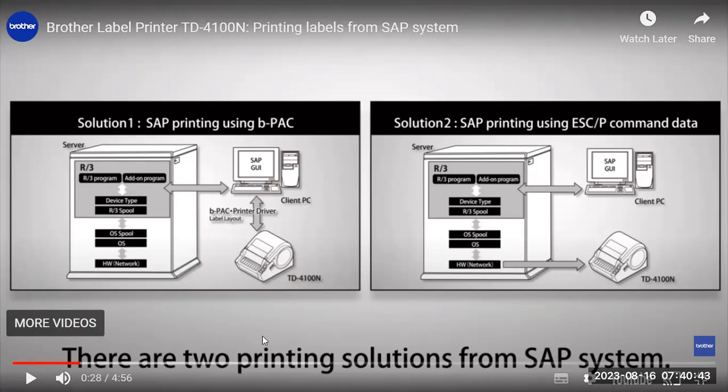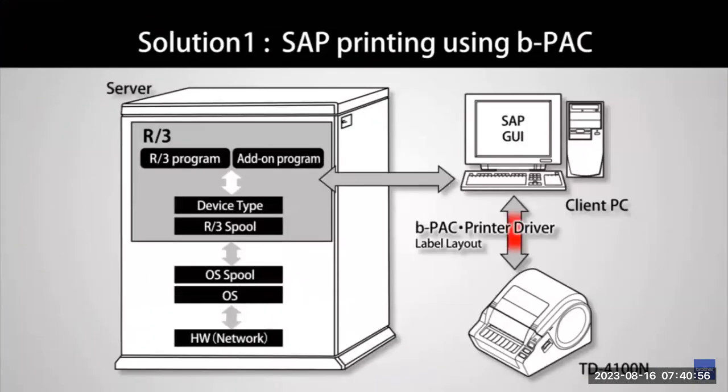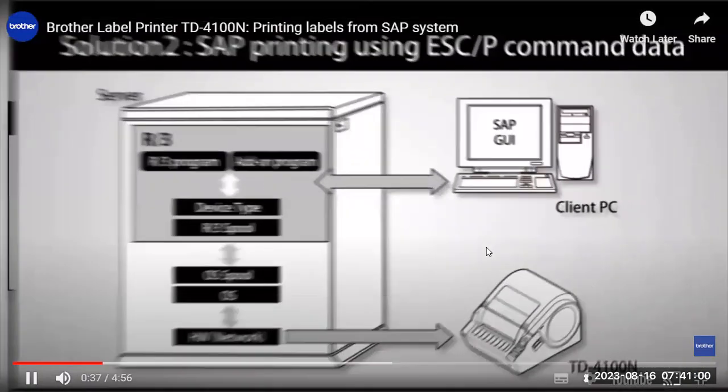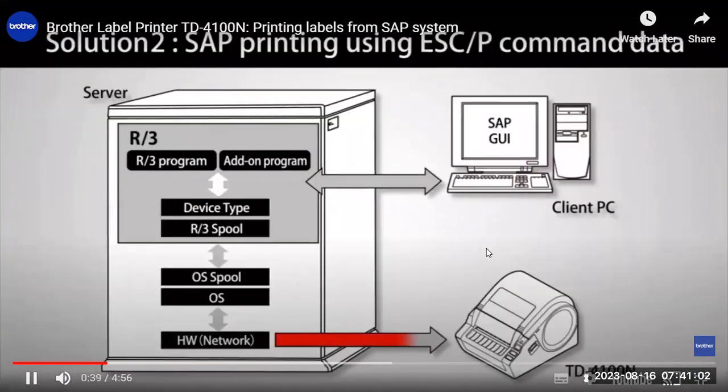See here, there are two printing solutions from SAP, that is what we discussed. The front end printing, local or remote printing. Finally, the output comes to this printer, so this printer will give the paper outside.